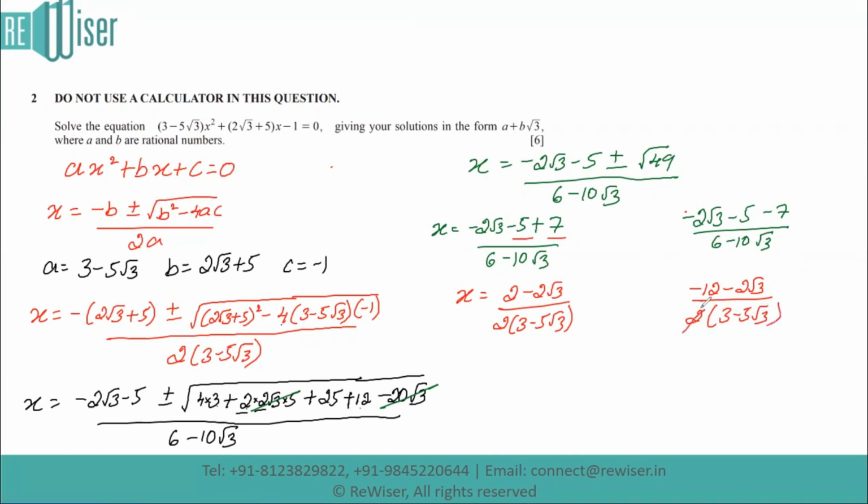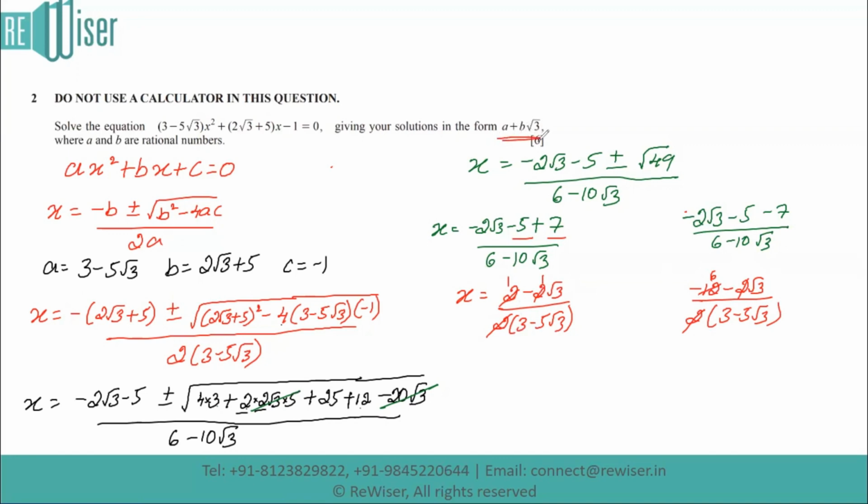So here, when you take 2 common out, the 2 can get cancelled out. Of course, you have to take it common out and then cancel it. So you will be left with just 1 minus root 3 for the first part, and the second part, you will be left with minus 6 minus root 3. Now, the final answer we should give in the form of a plus b into root 3.